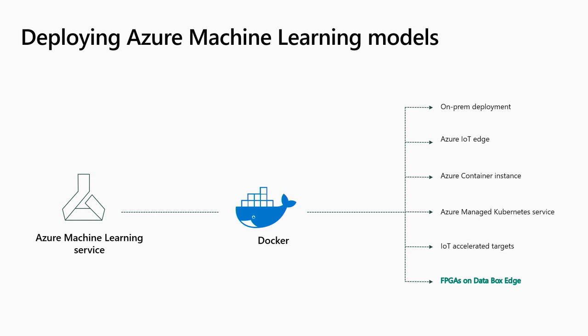You can run it in Azure Container Instances. You can run it in the Azure Managed Kubernetes service. You can do some IoT accelerated targets. And of course, the one we're talking about today is that it can target the FPGA on a Data Box Edge. So when you install that module, when it boots up and starts, it finds the FPGA device, and it flashes it with the acceleration for your model, and then away you go.